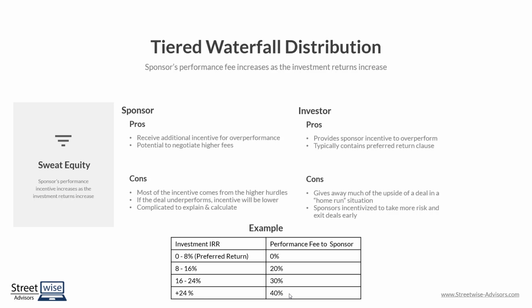As you can see here, this can be very advantageous to the sponsor, especially in deals where this could be a home run and the returns are very high. I would definitely consider doing this type of structure because it can be very profitable to the sponsor. One of the cons of this as a sponsor is that it can be a little complicated to calculate and explain to investors that are not familiar with the structure already.